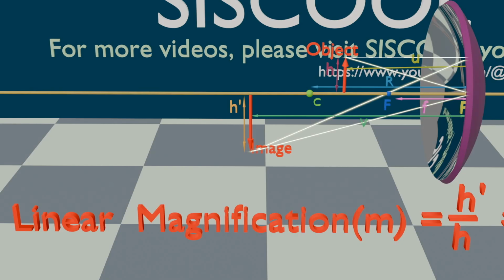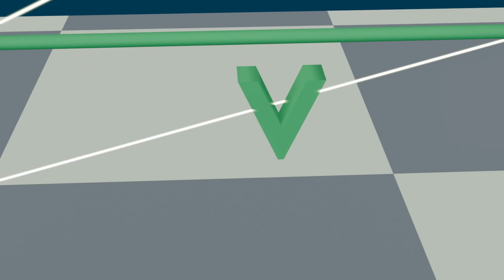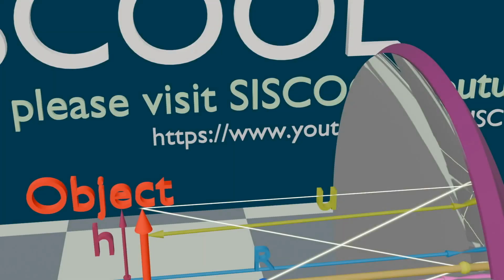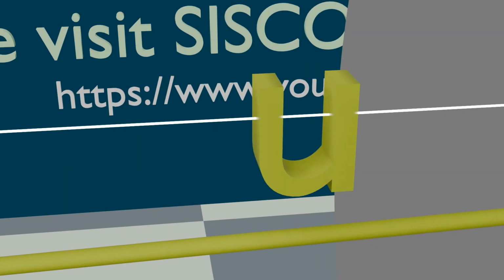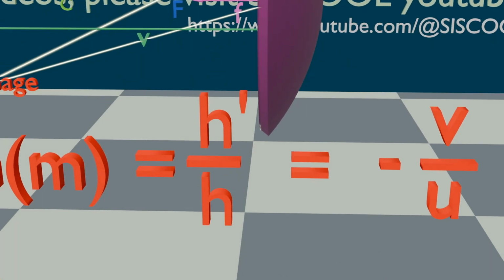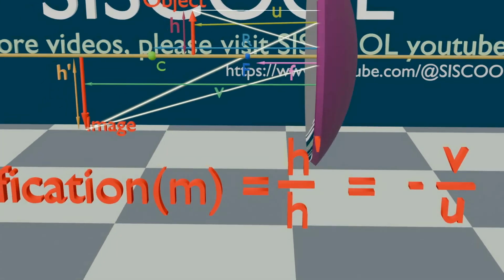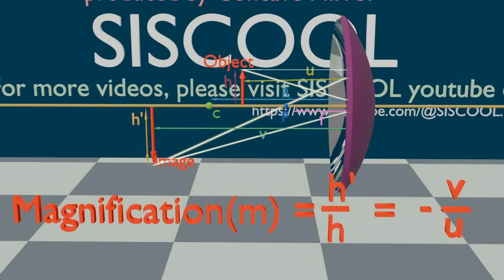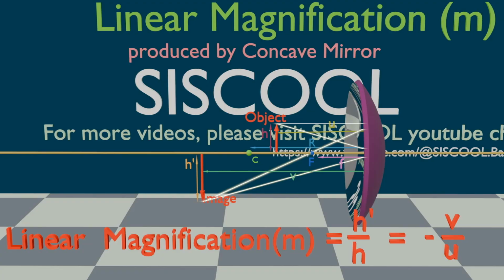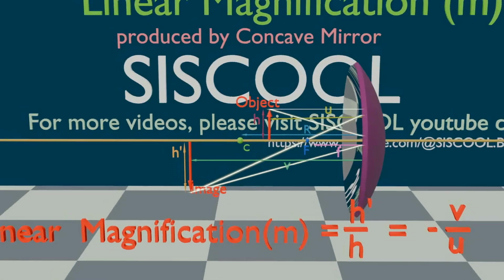So you can see the equation of linear magnification now. Also, if the distance of the image from the pole is denoted as V and the distance of the object is denoted as U, then you can prove that the magnification can also be expressed as M equals h dash by h equals minus V by U. Here, the negative sign in this formula is very important.